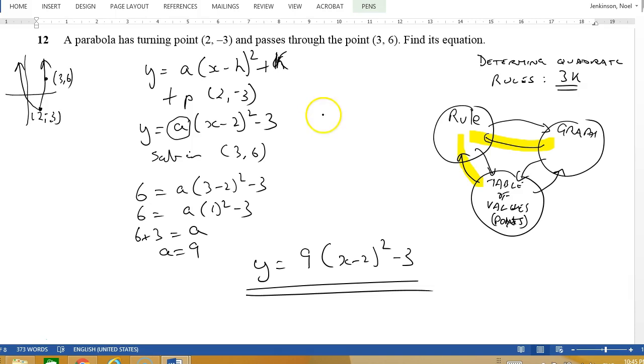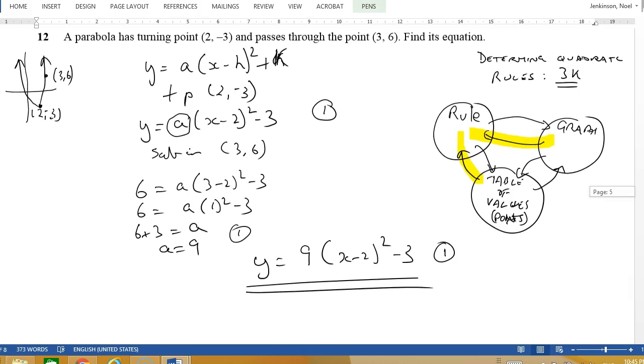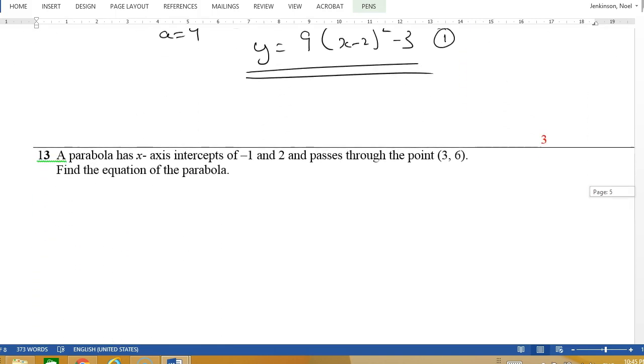The first mark would have been for putting the turning point into the turning point form. The second mark would have been for calculating the a value, or the dilation value. And the third mark would have been for providing the final full equation of that quadratic.